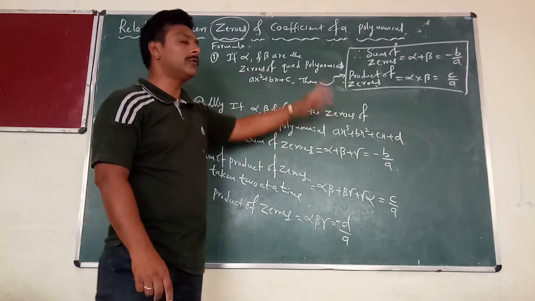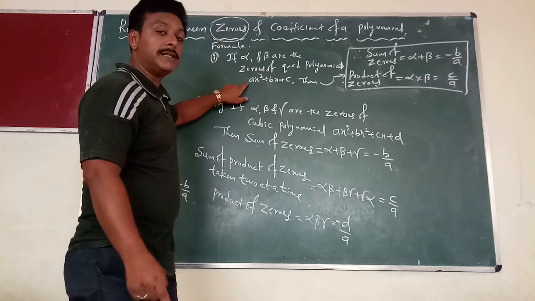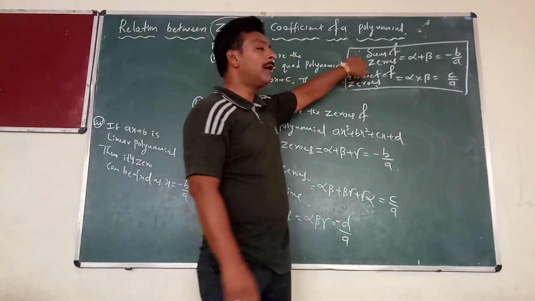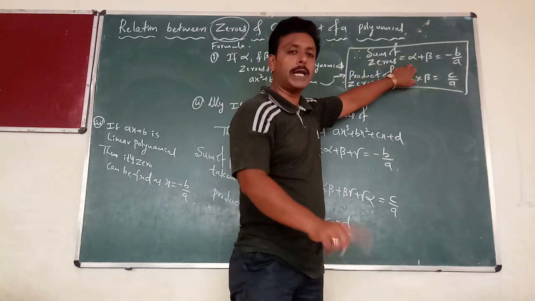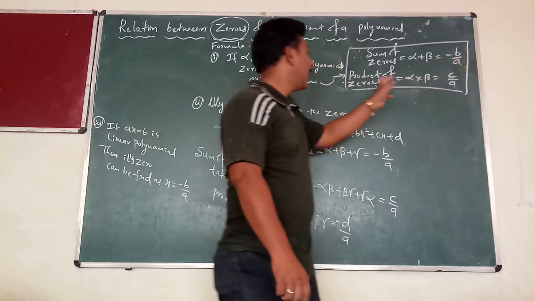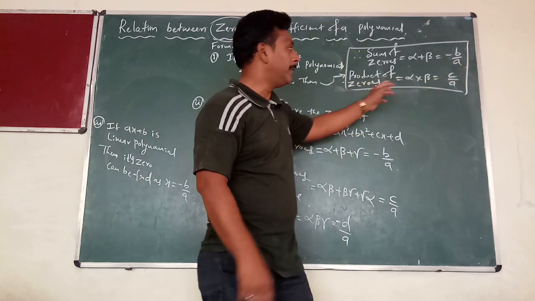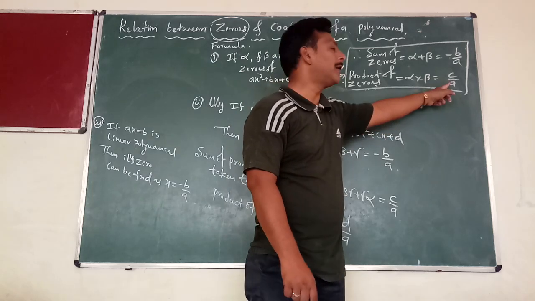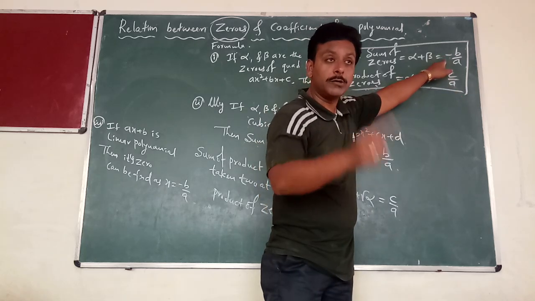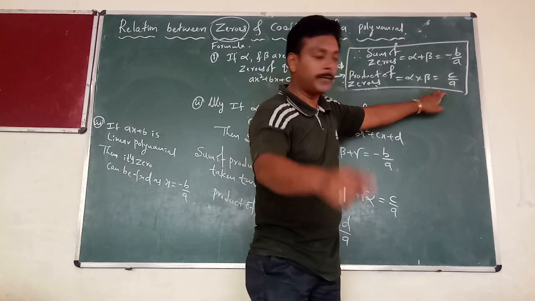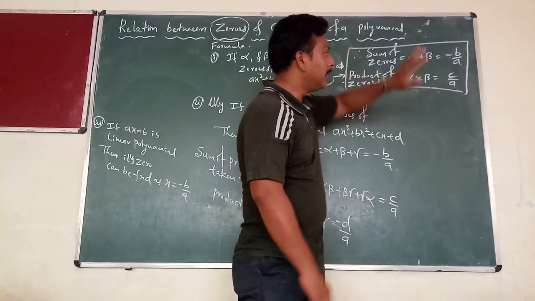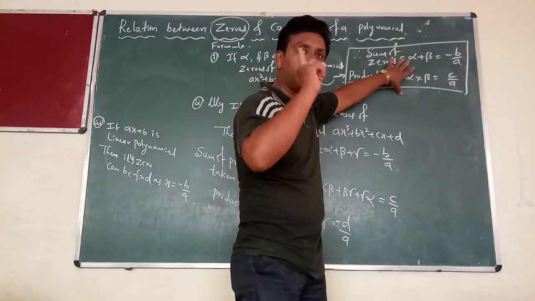So alpha and beta are the zeros of the given quadratic polynomial, which is in the form ax square plus bx plus c. Then the sum of zeros, alpha plus beta, can be found from the coefficients as minus b by a, and the product of zeros, alpha into beta, can be found as c by a. Point to be noted here: the sum of zeros has a negative sign, minus b. For the product there is no minus, it is plus c by a. Point to be noted, this is applicable only to quadratic polynomials.